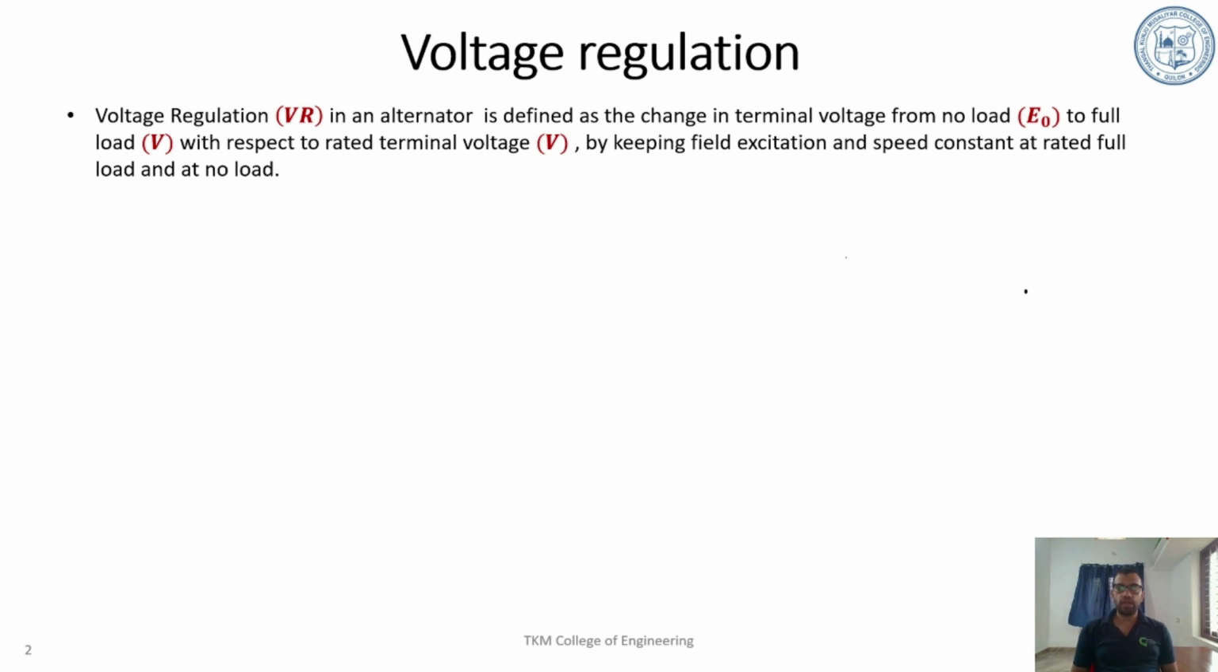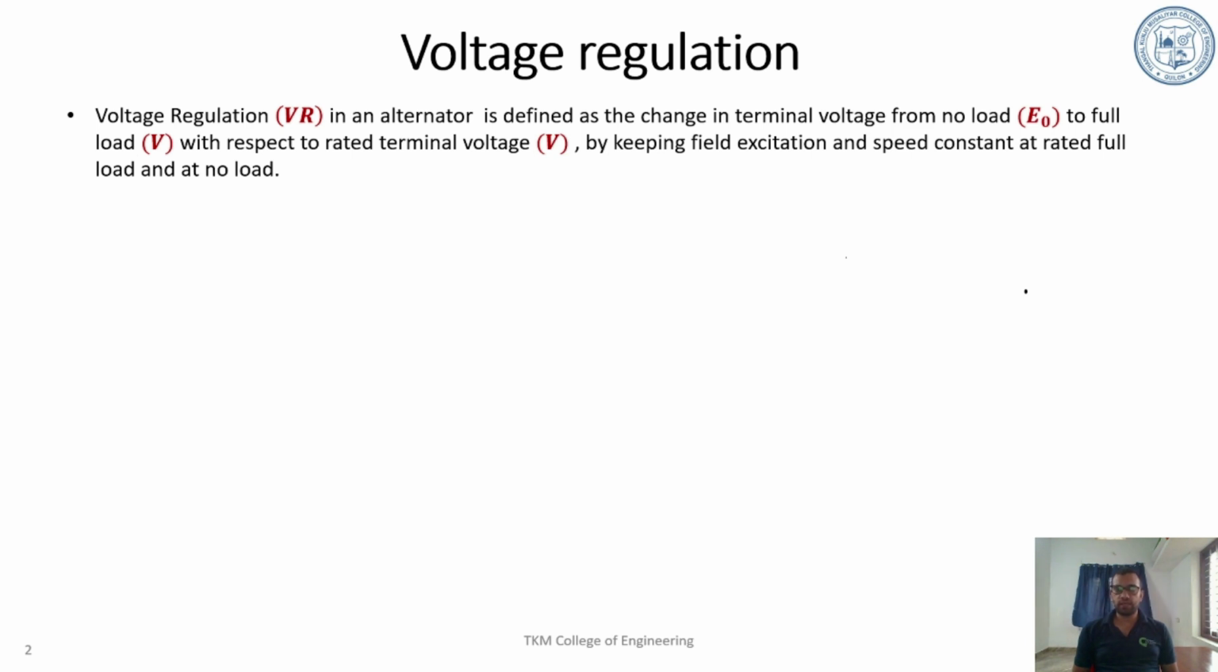In order to calculate voltage regulation of a given alternator, we need to measure two voltages: the terminal voltage corresponding to rated condition, that is V, and the terminal voltage corresponding to no load condition. While we are taking these two readings, we need to maintain the field excitation and speed constant. Rated condition means the alternator is running at its rated speed, that is synchronous speed, delivering rated armature current at rated voltage. This voltage is the rated terminal voltage V.